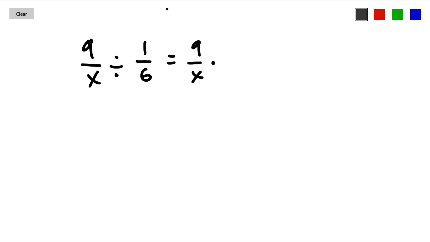One last example. Let's say I have 9 over x divided by 1 over 6. So I have two fractions that I'm dividing. And what I know is that this is the same as multiplying by the reciprocal of the second fraction. So this is the same as me writing 9 over x times 6 over 1.